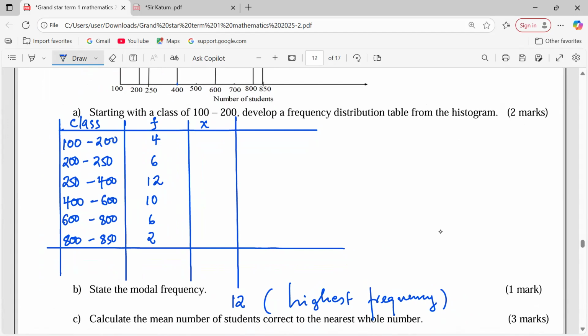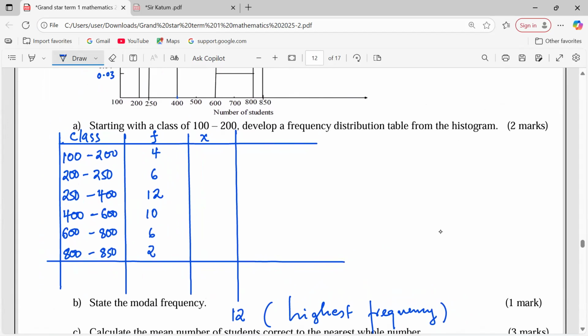Look at this. Between 100 and 200, the midpoint is 150. So we write 150. Then we're supposed to come up with fx, each frequency multiplied by the midpoint. So that gives us 4 by 150, 600.